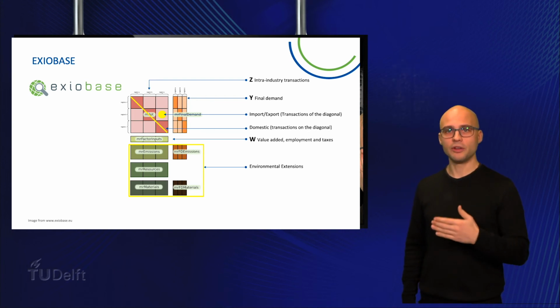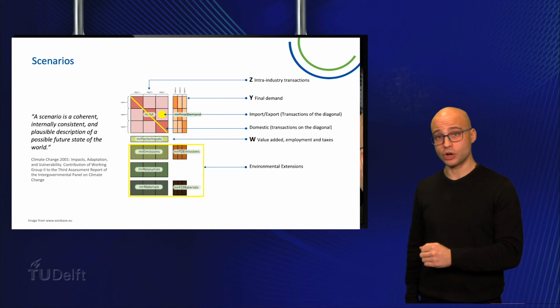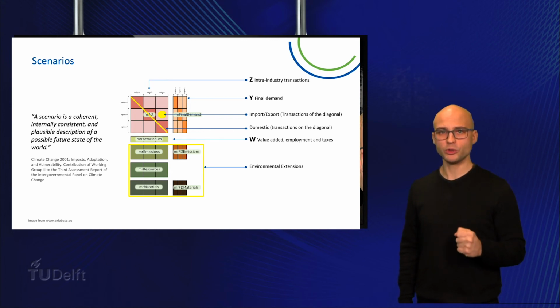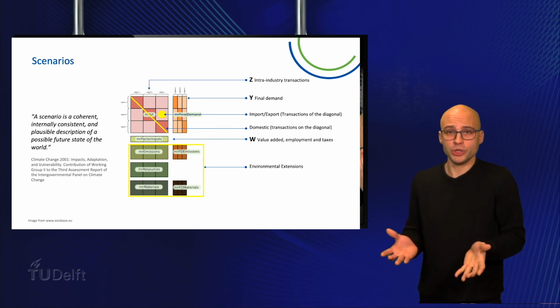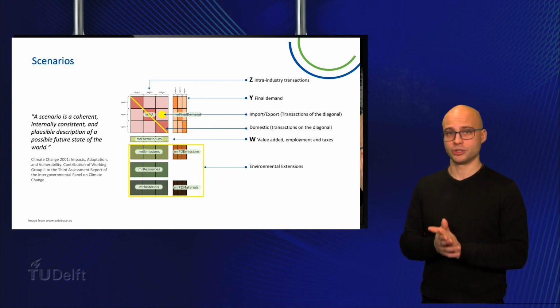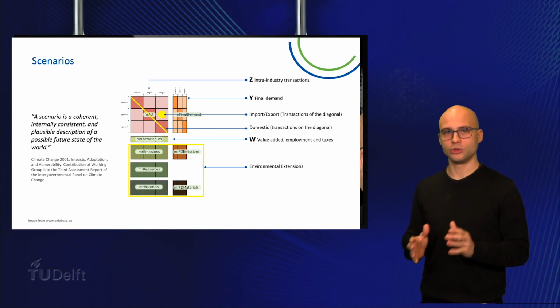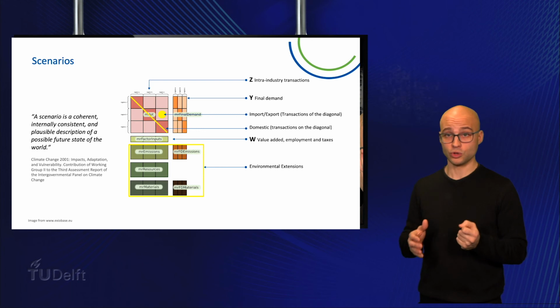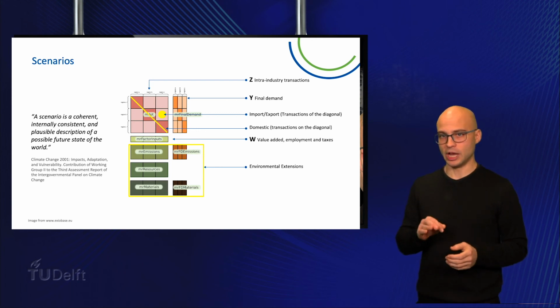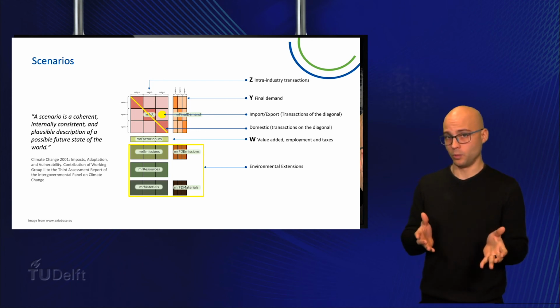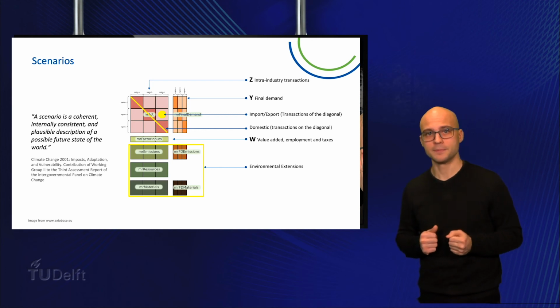So we now know how the input-output model works and how it's structured. But what if we want to create scenarios? How will we do that? We have various options. We can change the way households, governments, etc. consume goods and services, and we can do this by modifying the Y, which is the final demand.